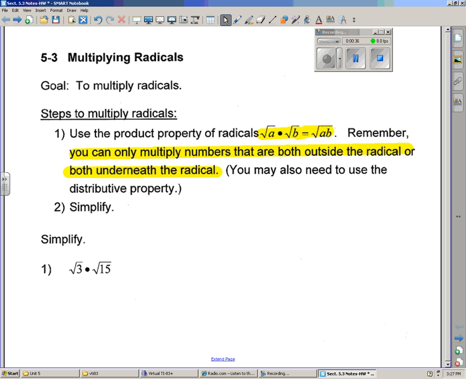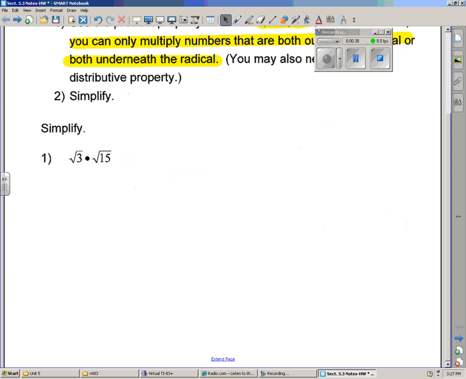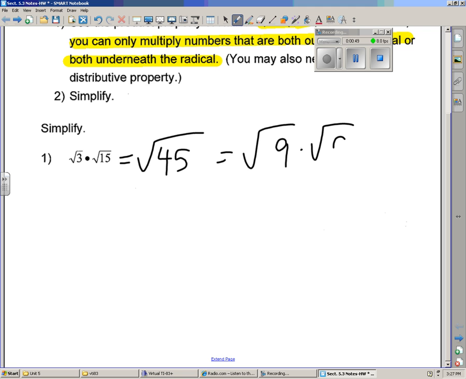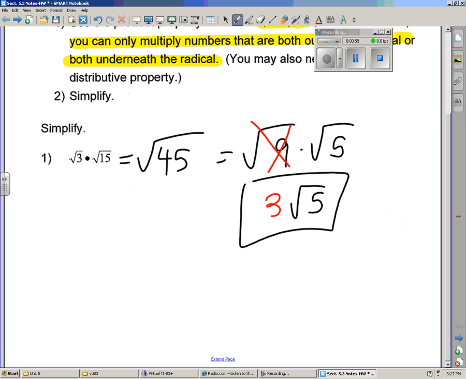So what's happening here for this first one is I'm going to use that product property. I'm going to say radical 3 times radical 15 is the larger radical of 45. Under 45, 9 is a perfect square factor. 5 is the non-perfect square factor. The square root of 9 is just 3. Root 5 is irrational. And that's your final answer, simplified.